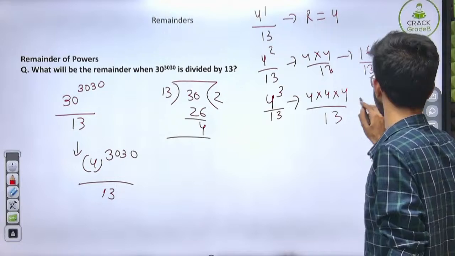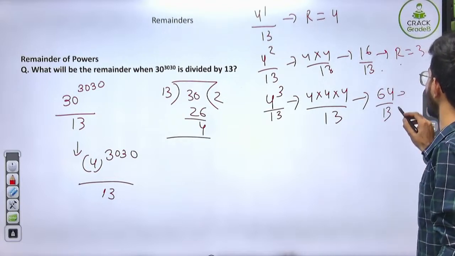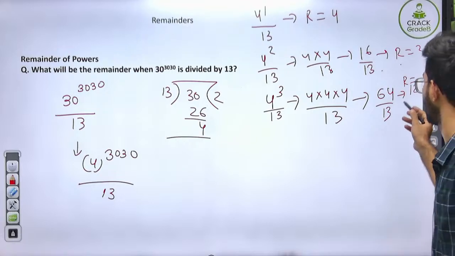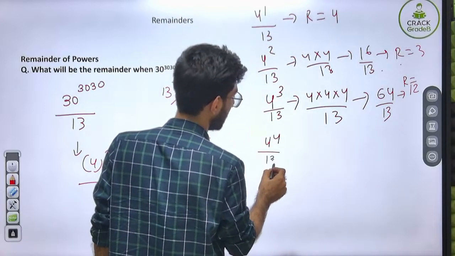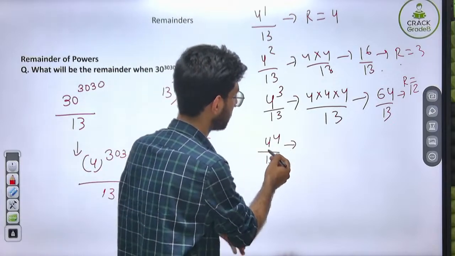Again, this is equal to what? This is equal to 64 by 13. So you can see that the remainder will be equal to 12. If you solve it further, 4 to the power 4 by 13.